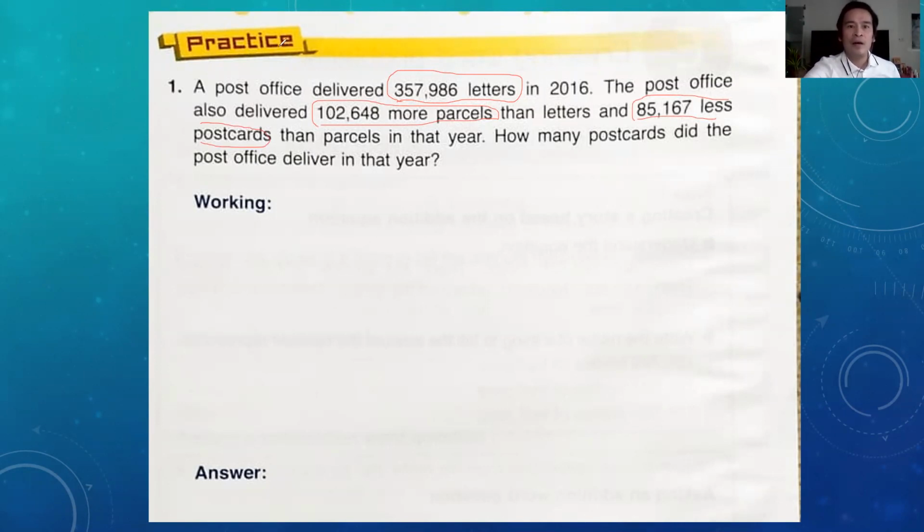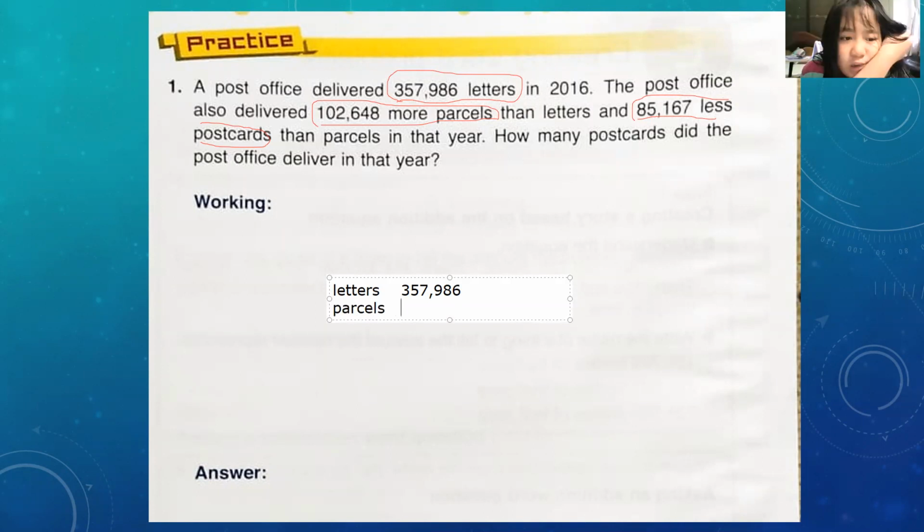So wait, before writing the number sentence, you have to do the scratch paper like this, analyzing one by one, like letters, 357,986.